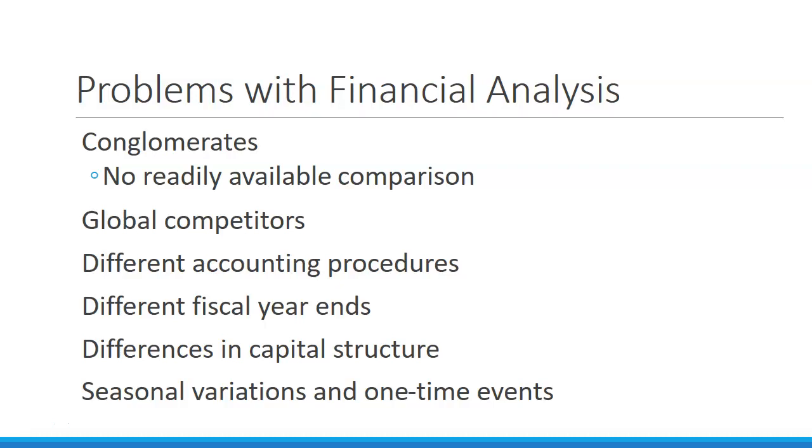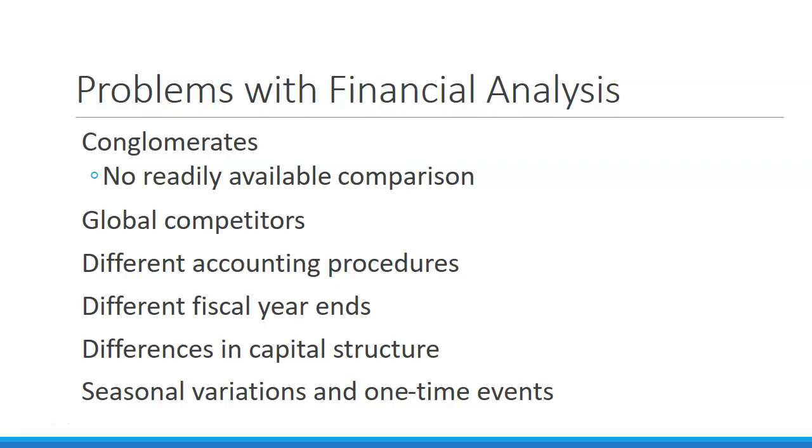Global competitors. So financial statements that are calculated not using US GAAP. So that also comes under different accounting procedures. So if I'm in another country and I'm using that country's GAAP, so each country has their own generally accepted accounting practices, or if I'm using IFRS, the International Financial Reporting Standards. Those are different than US GAAP. So the financial statements might not be as comparable because of those different accounting procedures within different countries.